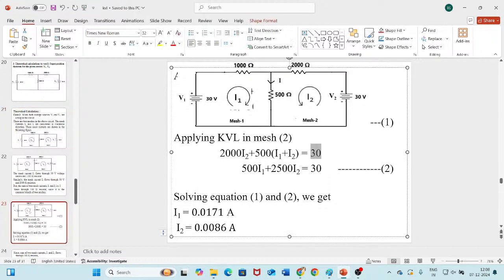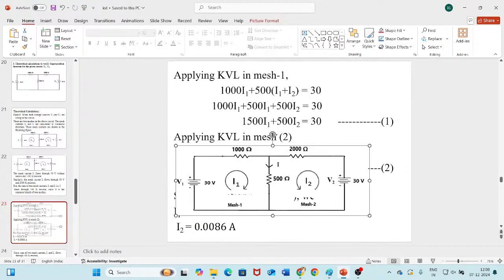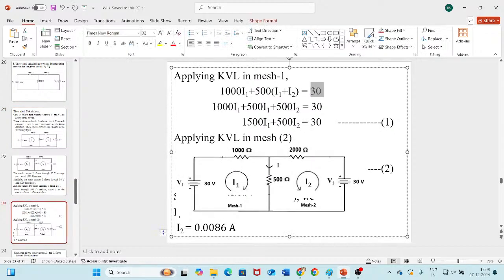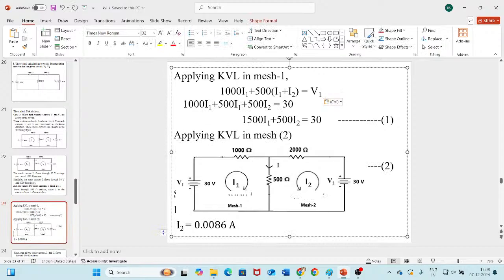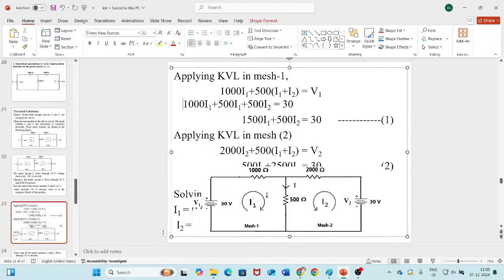So instead of V2, I can write V2. To make it clearer, both voltages in mesh 1 as well as mesh 2 are the same, isn't it? 30 volts and 30 volts. That's why, to make it simpler to understand.